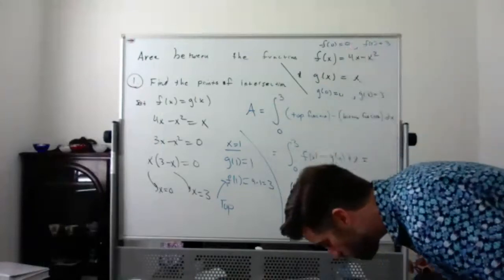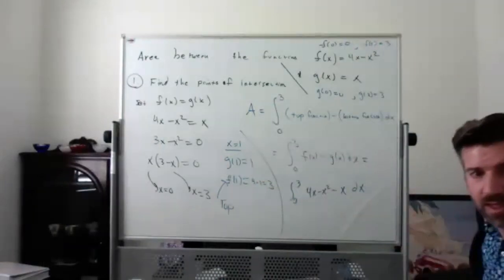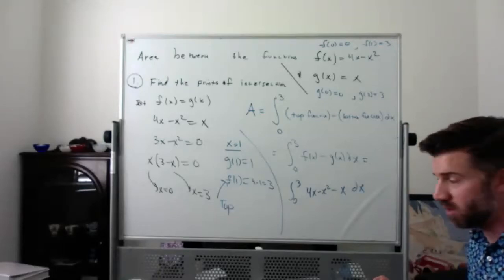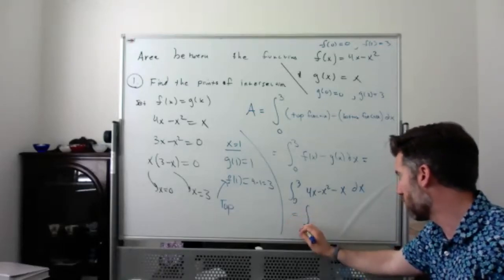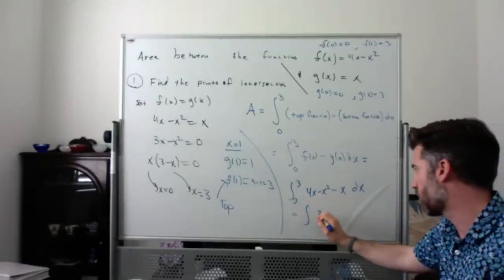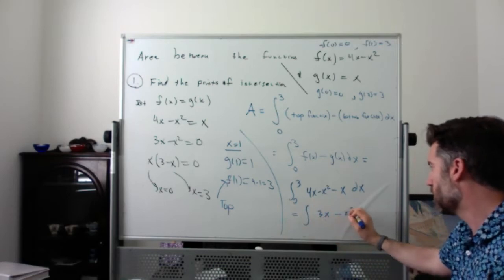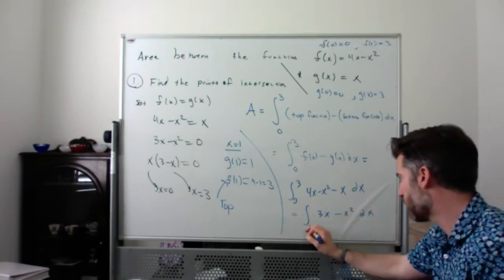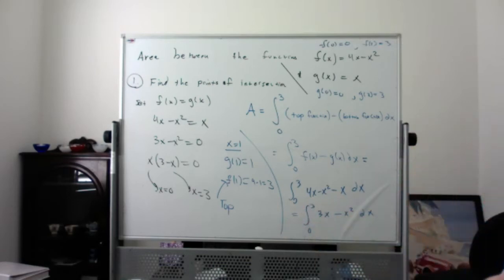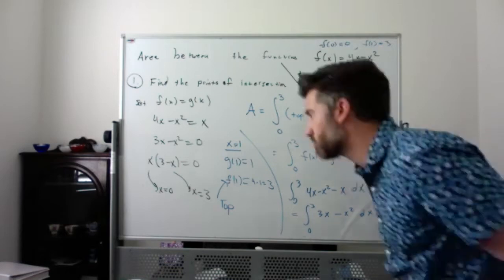I would encourage you, before anti-differentiating, to simplify your integrand as much as possible. So this is going to equal the integral 4x minus x is 3x minus x squared dx from 0 to 3. And I've run out of room, so I'm going to go to the next side of the board.